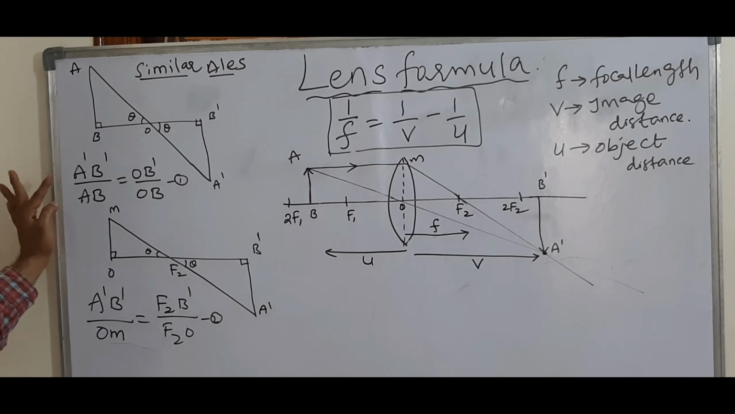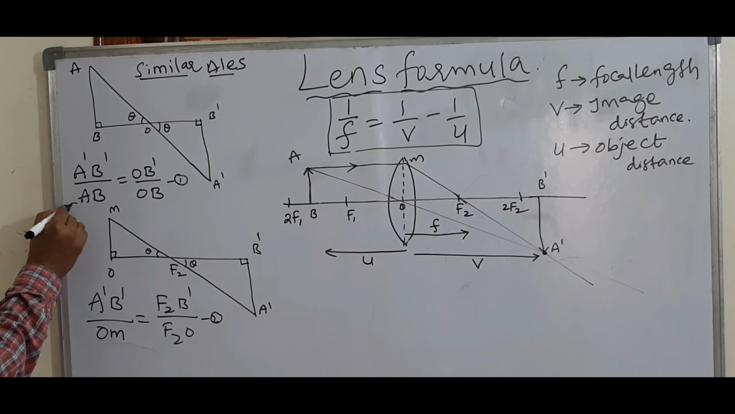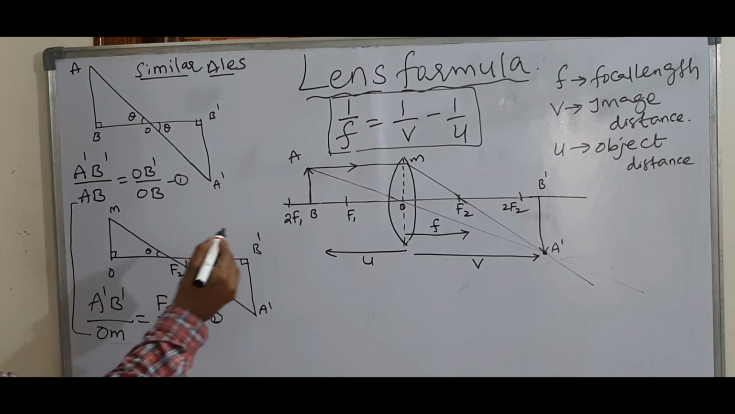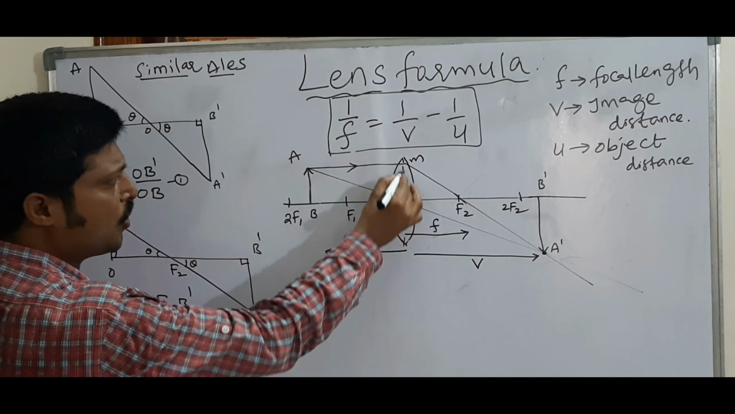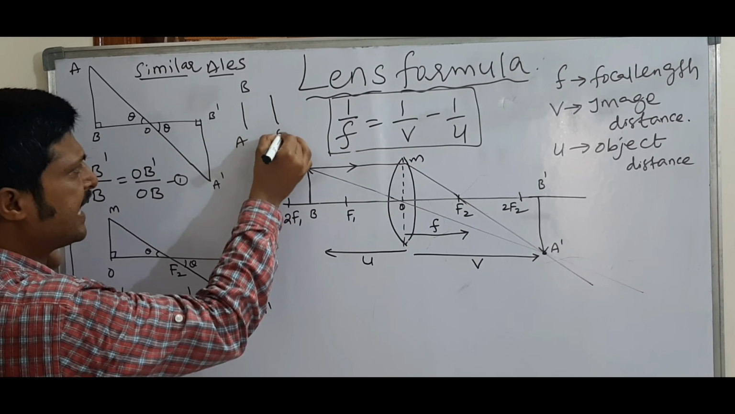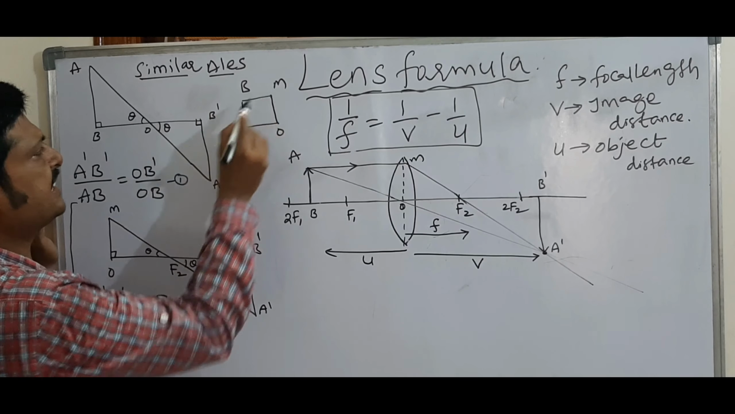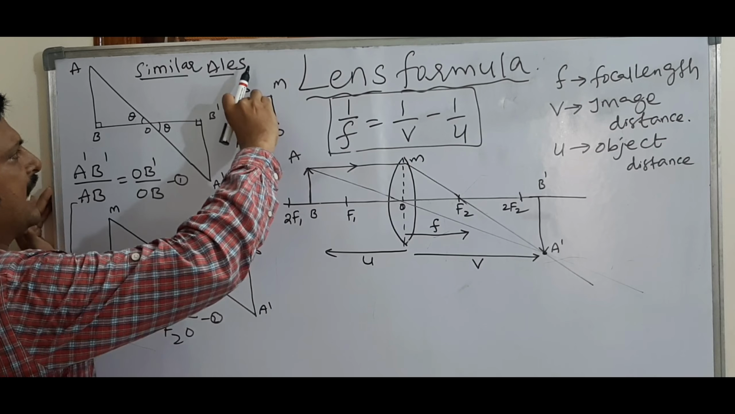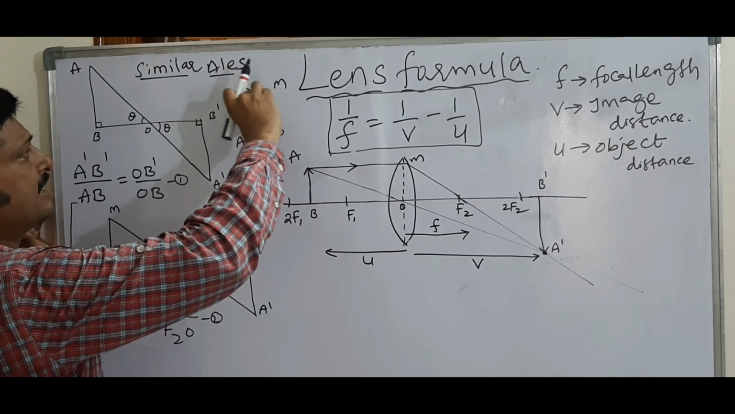If you observe equation 1 and equation 2, in equation 1 A dash B dash is there, here also A dash B dash is there. Here AB is there, here OM is there. Is any relation there between AB and OM? See here, this is AB and this is OM. This is the principal axis and this is the incident ray. If these two lines are parallel, then these two lines are also parallel, that means the same length.